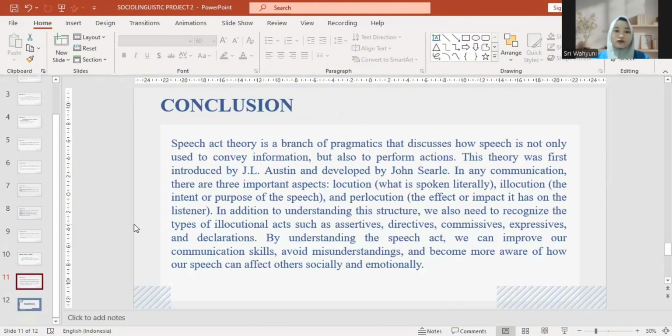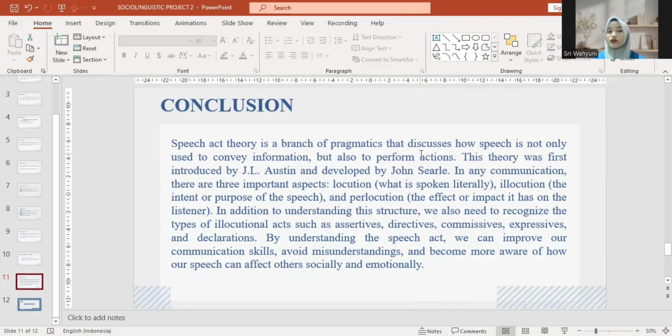Okay, the last is conclusion. Speech act theory is a branch of pragmatics that discusses how speech is not only used to convey information, but also to perform actions. This theory was first introduced by J.L. Austin and developed by John Searle. In any communication, there are three important aspects. That is locution, what is spoken literally, elocution, the intent or purpose of the speech, and perlocution, the effect or impact it has on the listener.